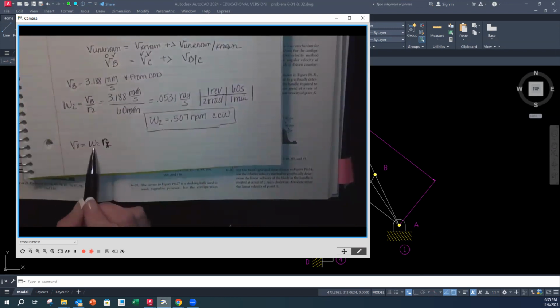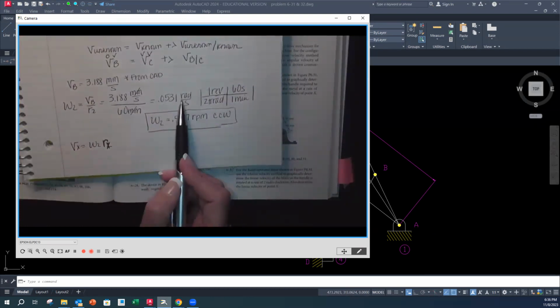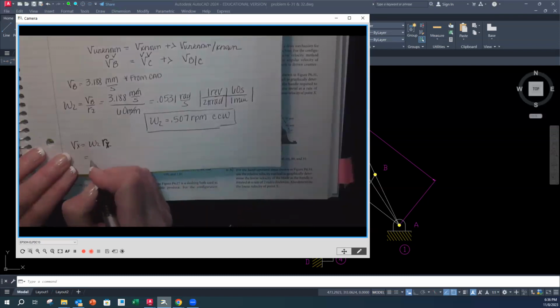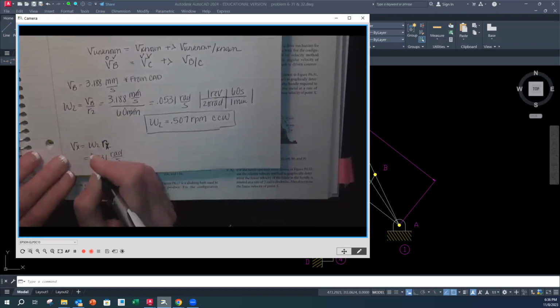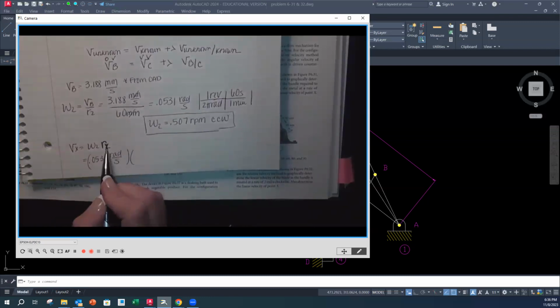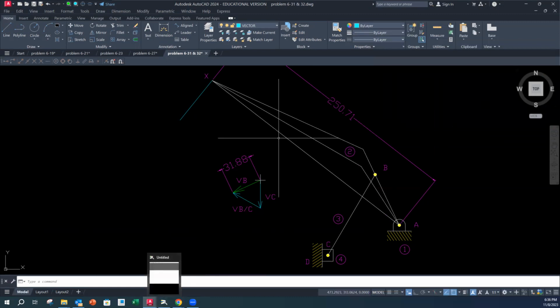We know this is our value in RPMs, but remember, we got it first in radians per second, so we don't have to do any converting. We can just use this value right here. So this is going to be equal to 0.0531 radians per second, in parentheses, times that distance. That distance from AutoCAD was 250.71. This is the actual value because it wasn't the velocities that were scaled up. That's the actual length that we see.